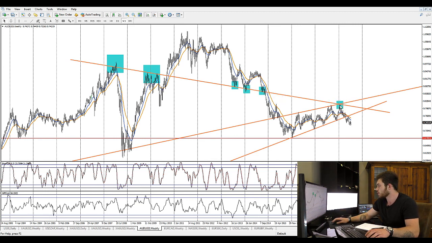Now, if we move all the way to this level, we can see that there was a convergence point. So a convergence point can also be something that a technical trader can use really well. So what that specifically means is when two trend lines are moving in a certain direction and they're crossing at a specific level.